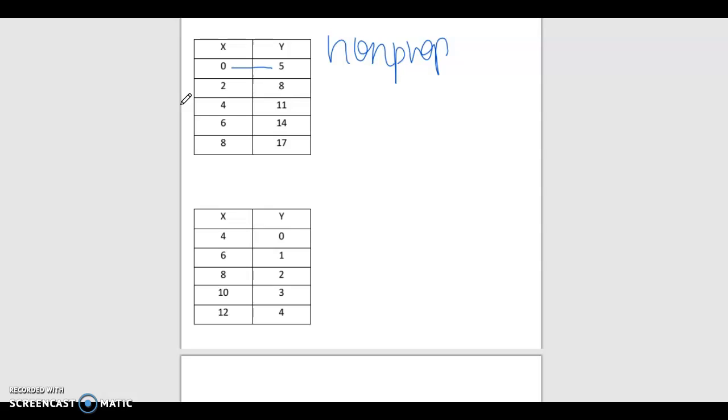So 0, 5, it's not 0, 0, so it is non-proportional, which means my equation is going to be y equals mx plus b, where m is my slope and b is my y-intercept. That y-intercept is a little bit easier to find because it's whatever's across from my 0. Across from the 0 is 5. So my b, or my y-intercept, is going to equal 5.